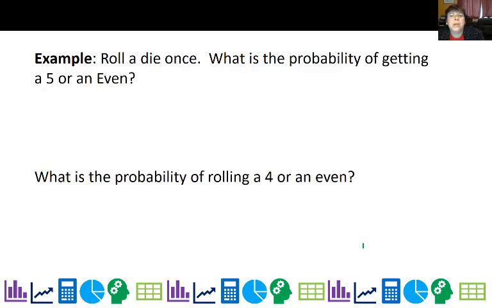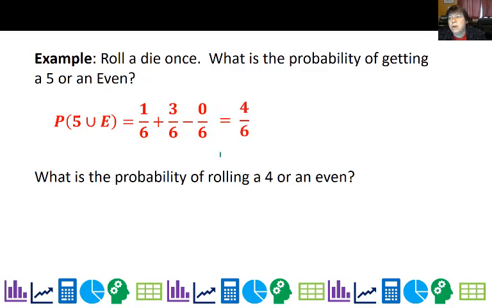We're going to just roll a die. And what's the probability of getting a 5 or an even? Well, the formula is 5 or even. Probability of a 5 is 1 out of 6. Of an even is 3 out of 6. There's no overlap. I never get a 5 and an even at the same time on one roll. So it's just 4 out of 6 or 2/3.